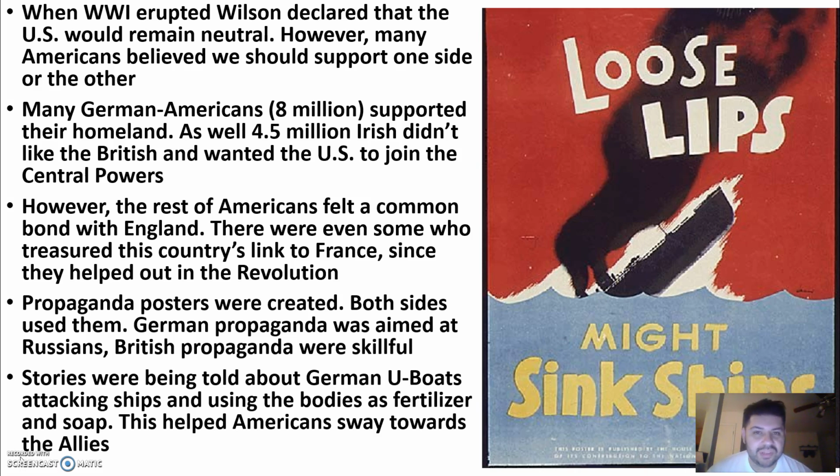And at this time too, propaganda posters were everywhere. Now both sides used them, the Allies and the Central Powers. The German propaganda was aimed against Russians. They tried to make the Russians seem bad, evil, cruel. That if you see them, they're going to come after you. They're going to come after your children, your family. They're going to destroy your life, type of stuff. Whereas the British propaganda was more skillful. They tried to make you think. They tried to use words very carefully.